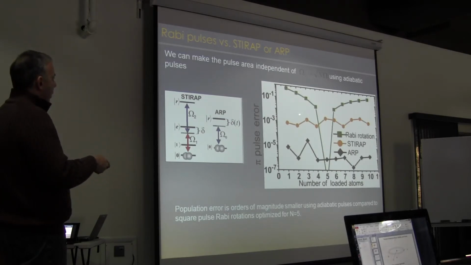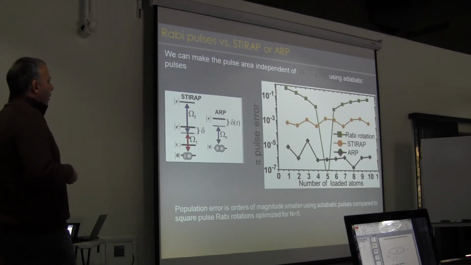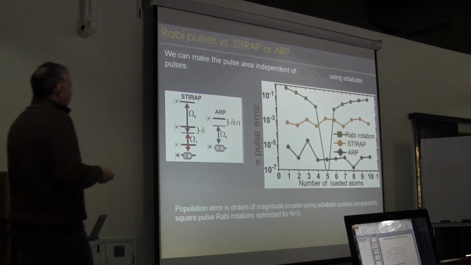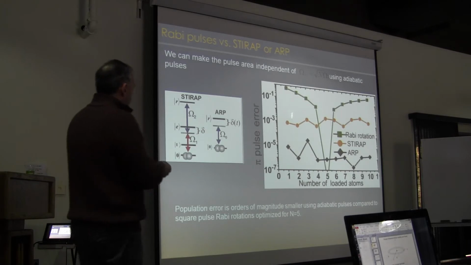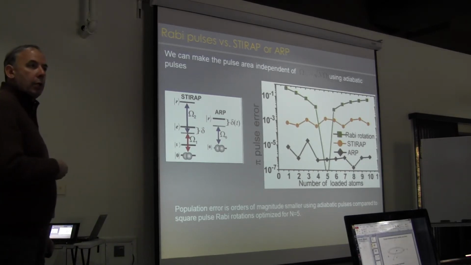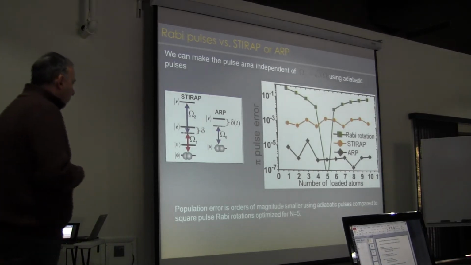So a Poisson distribution centered at 5 would have substantial population in the close neighbors, and I'd get substantial errors in my Rydberg excitation. If we instead use STIRAP, or another kind of adiabatic pulse called adiabatic rapid passage, where I sweep the frequency of the photon across the resonance, I can greatly reduce the error and be largely insensitive to the number of atoms. This reduction in the error is several orders of magnitude. So that looks like a good improvement.